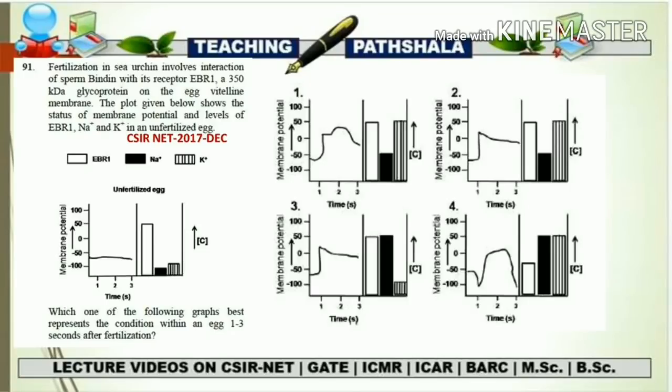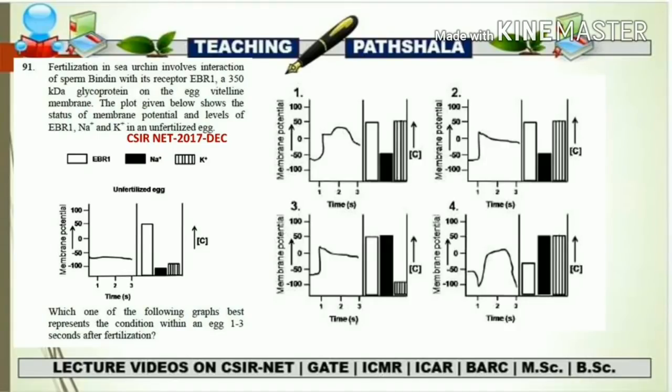So the first graph that is given below in front of you is for the unfertilized egg. The blank bar is going to show you the level of EBR1, which is acting as a receptor and is present on the egg vitelline membrane. The black bar is going to represent the concentration or the level of sodium ion in the unfertilized egg.